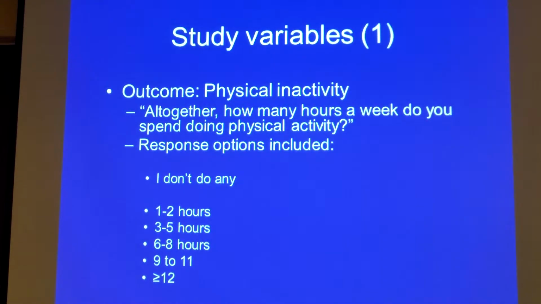The outcome was physical inactivity, from the question we asked on the survey: altogether, how many hours a week do you spend doing physical activity? Response options included "I don't do any," and those respondents were categorized as inactive. Everyone else indicated that they do at least 1 hour of physical activity, so they were categorized as active.